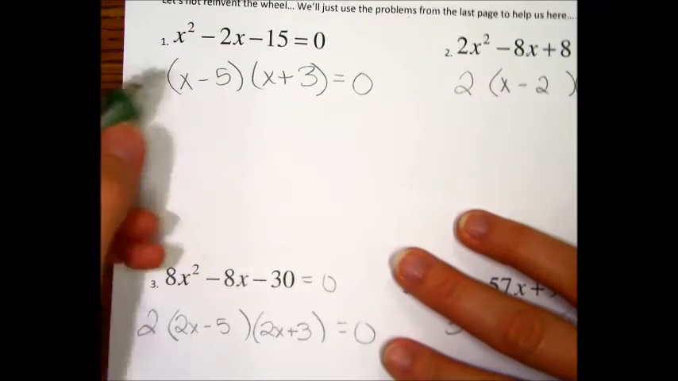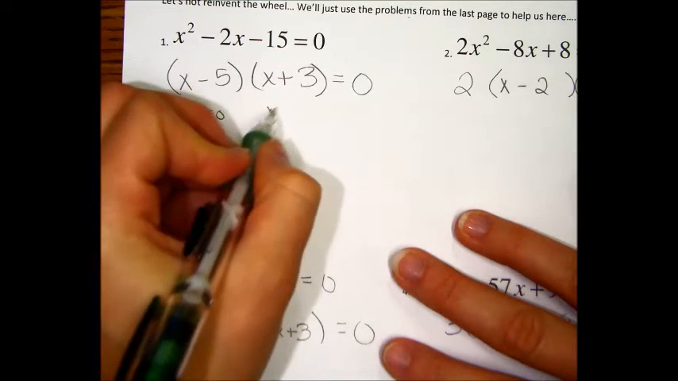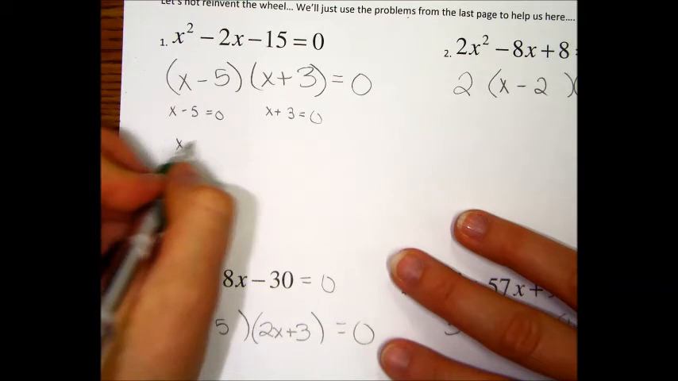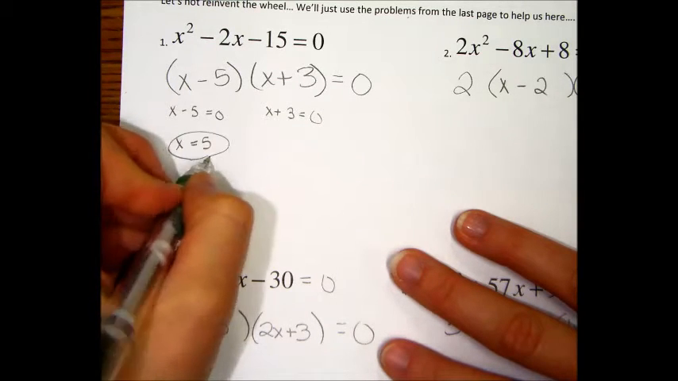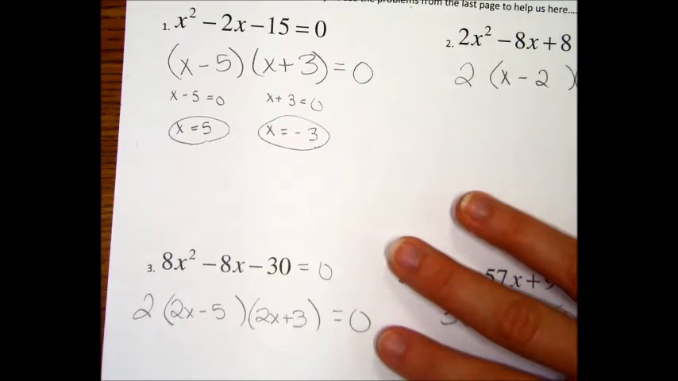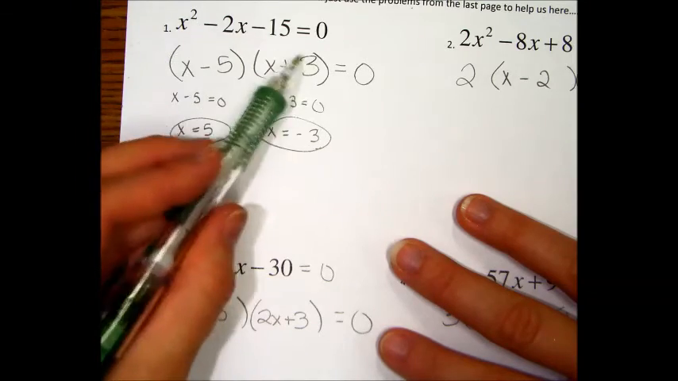First step, set each parenthesis equal to 0. And then solve for x. So on this problem, add 5, and on this one, subtract 3. And that's what x would be. If you took either one of these numbers and plugged it in up here, you would get a 0 out.